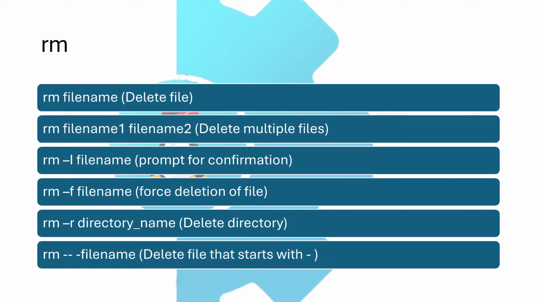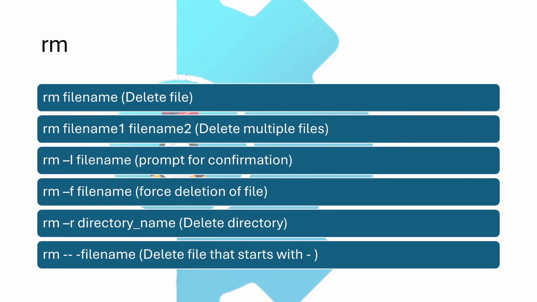-i, which will prompt you for confirmation. That should be a lowercase i. Auto correction, I guess, put an uppercase I. So again, rm space -lowercase i and the file name is not going to force it, but it's going to prompt you to make sure that you want to delete that file. In contrast, if you do rm -f and the file name, it's going to force the deletion of the file without prompting you.